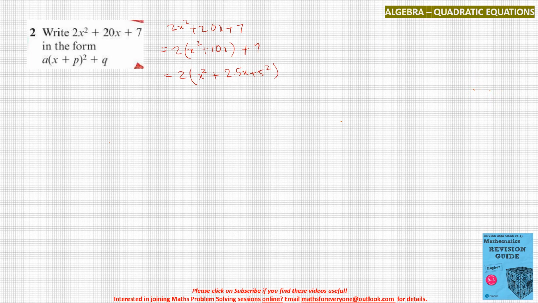So I've added 25 times 2, 50. So I have to subtract 50 and leave the plus 7 as it is. So that will give twice x plus 5 whole square minus 43. So that's written in that format. Okay, that does this.